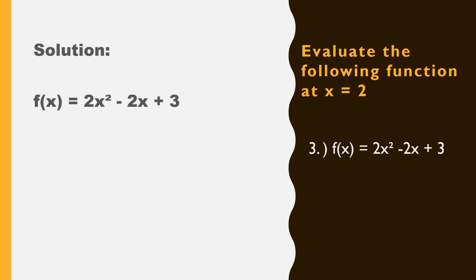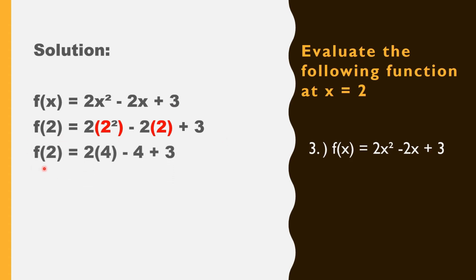So we will copy first the function f of x equals 2x squared minus 2x plus 3. And then substitute x with 2. So we have here f of 2 equals 2, copy 2. Then substitute x with 2. Copy the exponent which is 2. Copy minus 2. Substitute x with 2 again. And then copy plus 3. Okay, so na human na tag substitute, we will now simplify.